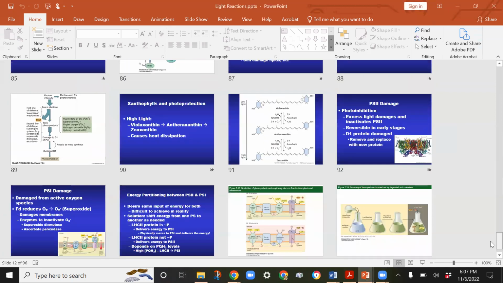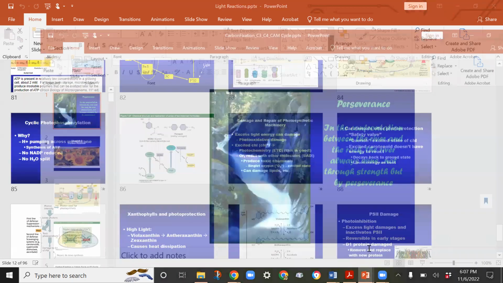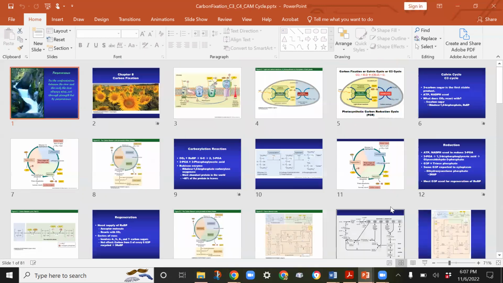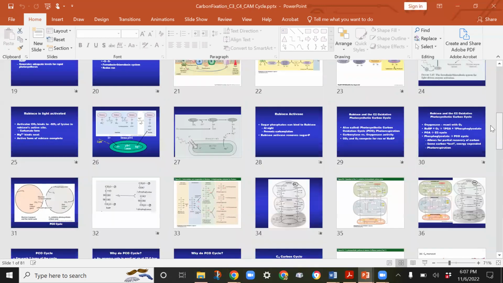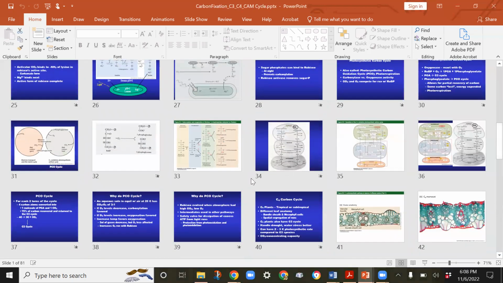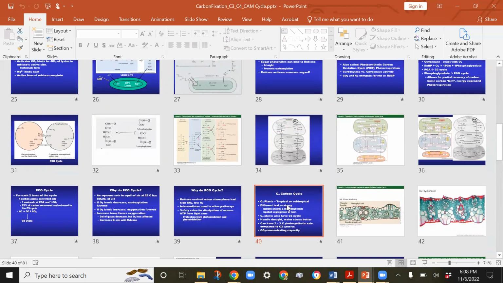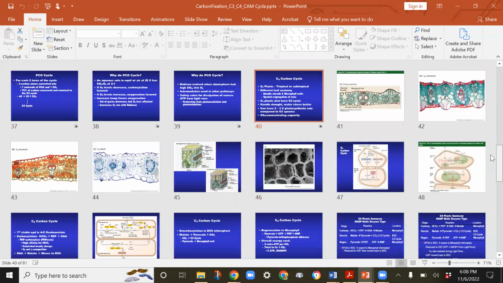All right. And then the next slide set is the carbon fixation. And that one will work through the material through the photorespiration cycle. So then the material starting on my slide set at slide 40 with the C4 cycle, that stuff forward we won't be doing on this exam.